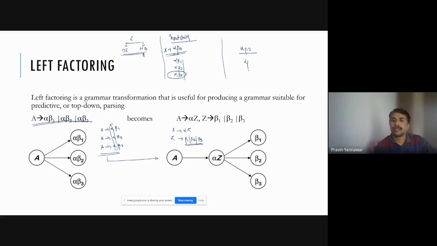So here, alpha beta 3, I can directly generate, but this is not it. So I need to produce this, then again I need to backtrack. Okay, no. Then again I need to backtrack. Then alpha beta 3, oh, then I can represent it. So you need to go for backtracking here. You require backtracking here, so the decision becomes non-deterministic.